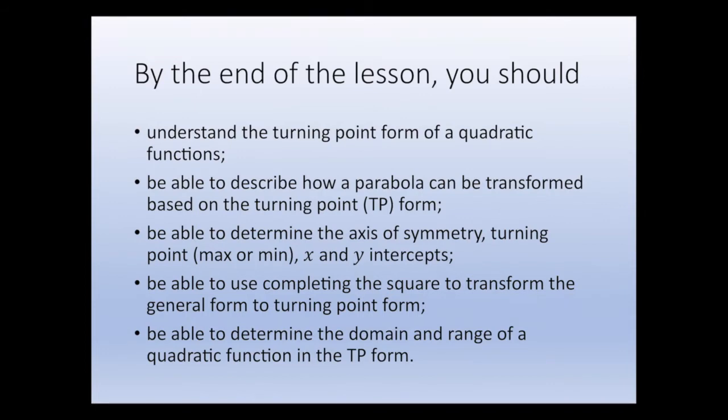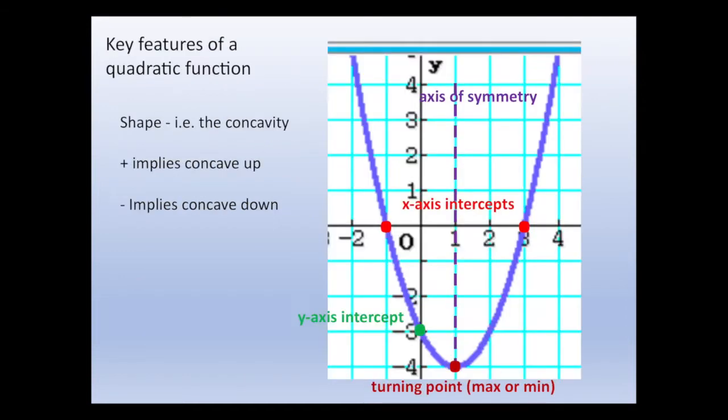And you must be able to determine the axis of symmetry, turning point, whether it's a maximum or minimum, x and y intercept. You should be able to use completing the square to transform the general form to turning point form and be able to determine the domain and range of a quadratic function in the turning point form. So you also need to know how to sketch it.